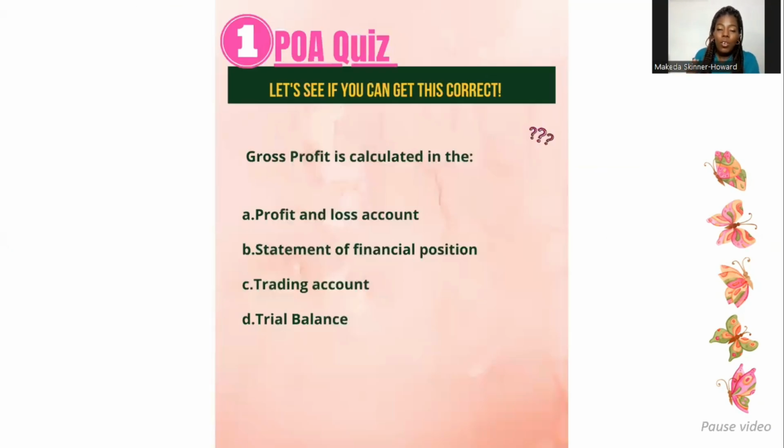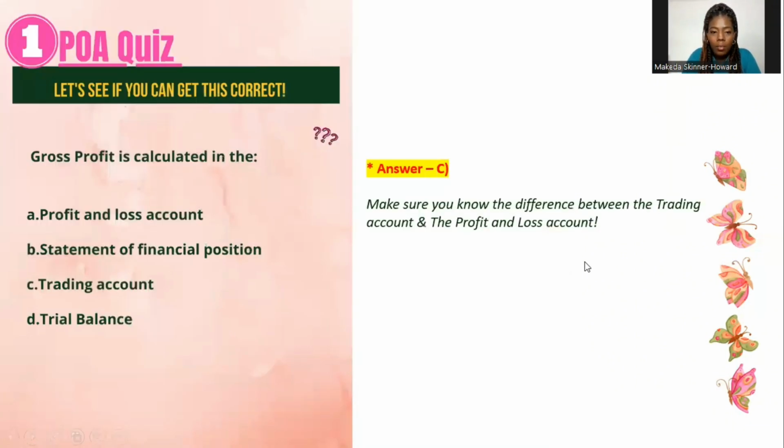First question, gross profit is calculated in the what? So where is gross profit calculated? Is it in the profit and loss account? Is it in the statement of financial position? Is it in the trading account? Or is it in the trial balance? Well, gross profit is calculated in your trading account. The answer here is C. Please make sure you know the difference between the trading account and the profit and loss account. I have a TikTok video on that. You guys can feel free to go check that out at the POA Academy.